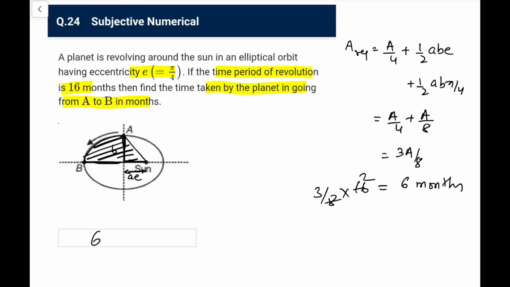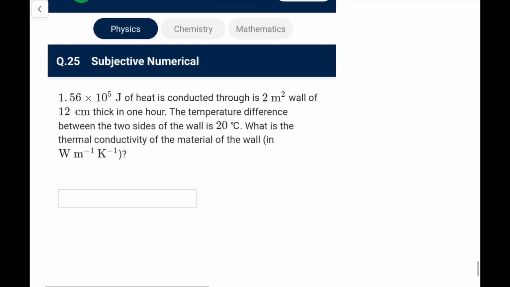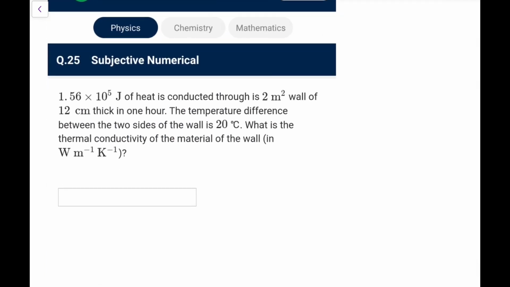The data is simplified, a question you could do. Next, 1.56 into 10 to the power 5 joule of heat is conducted through a 2 meter square wall of 12 centimeter thickness in 1 hour. The temperature difference between the two sides is 20 degrees. What is the thermal conductivity?